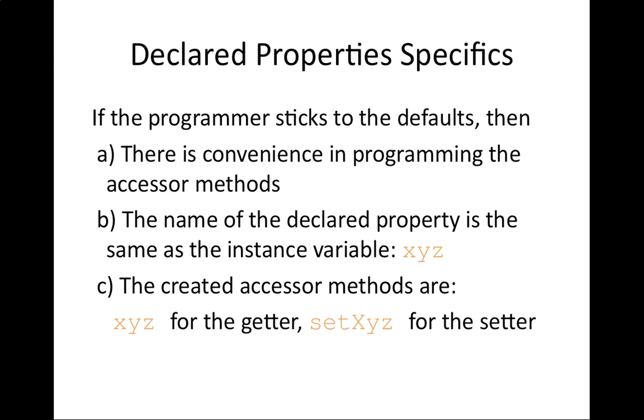Properties are data members that are part of the class object that belong to the class. So we can declare property specifics. If the programmer sticks to the defaults, then there's convenience in programming the accessor methods. The name of the declared property is the name of the instance variable. So the declared property XYZ would be the name of the variable XYZ. The created accessor methods are XYZ for the getters and setXYZ for the setters.